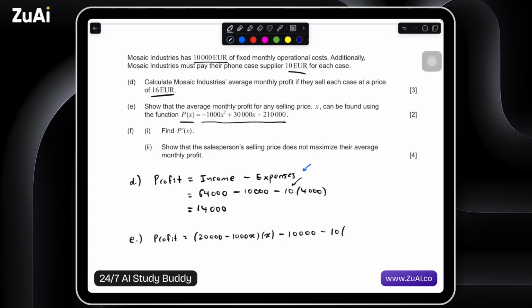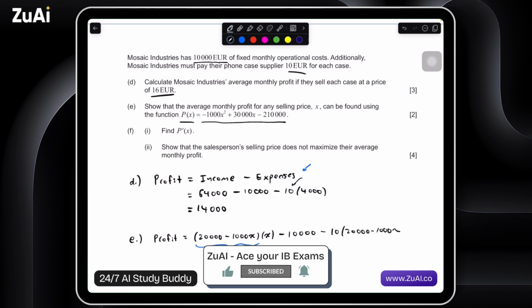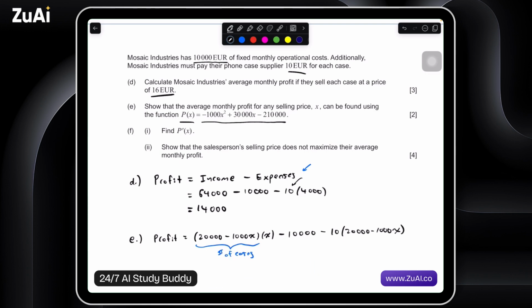Selling price x can be found by, and then the number of cases that will sell. So the number of cases that will sell. How could we write that out? Okay. The number of cases is actually just given by this right here. This is our number of cases. So we can write that just as 20,000 minus 1,000x. Okay. And that looks to be it, actually.